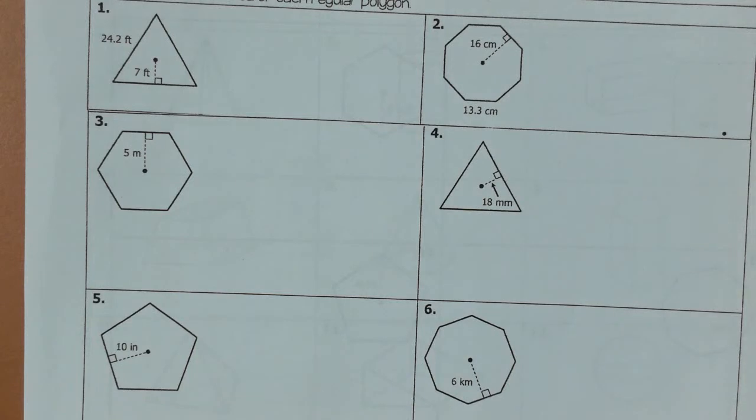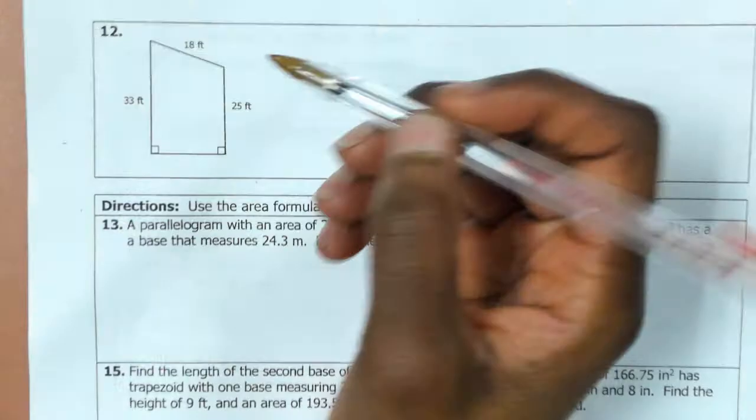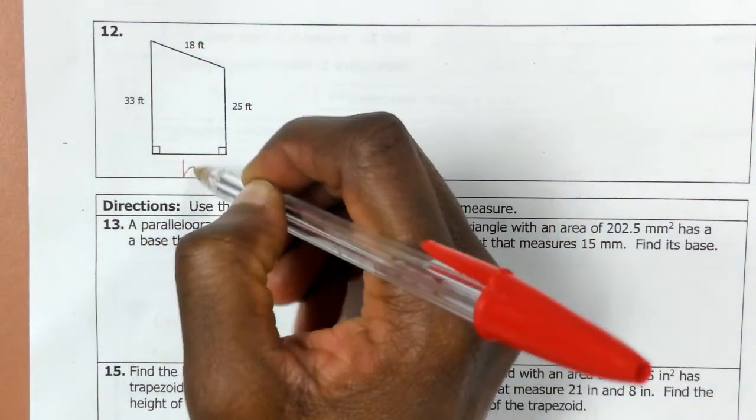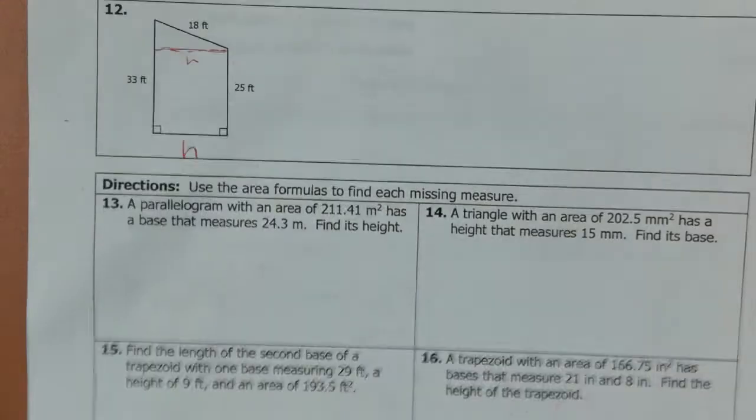Okay, on to the back. There's a challenging one here for you to figure out, but the hint would be, because you need the height here and they don't give it to you, to cut it here and find the height. Okay, so that's your hint.